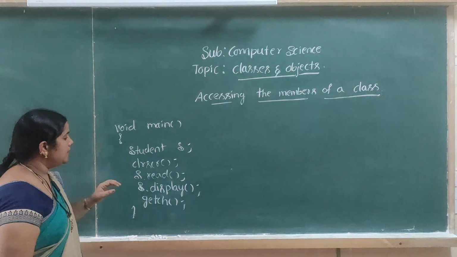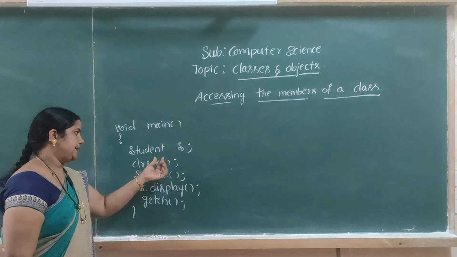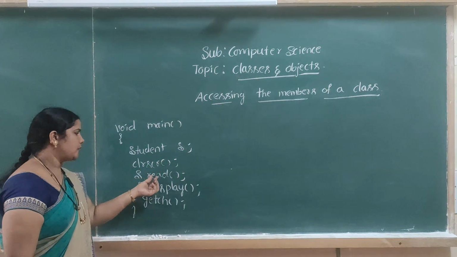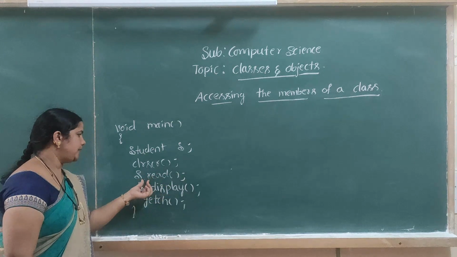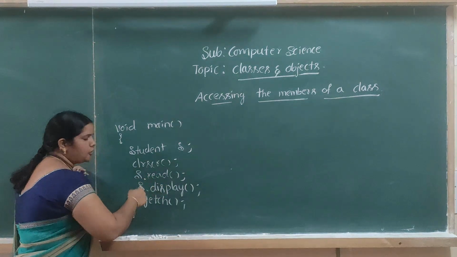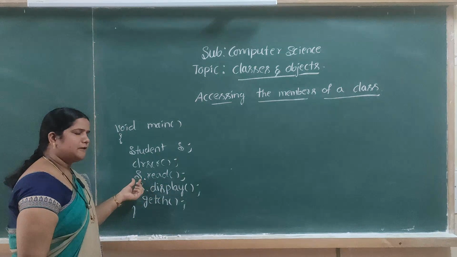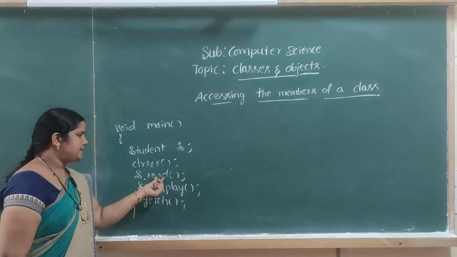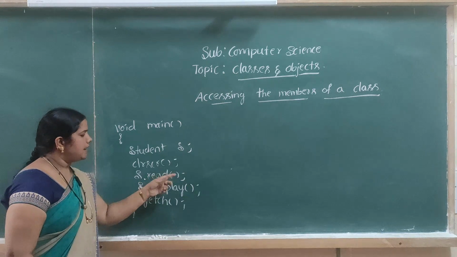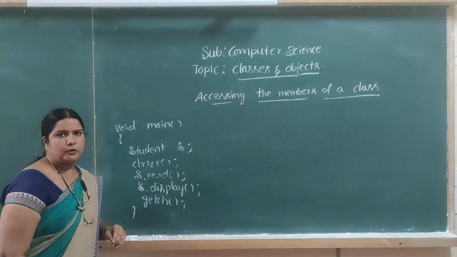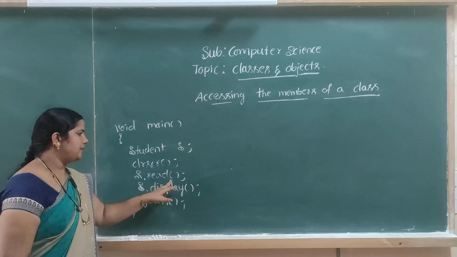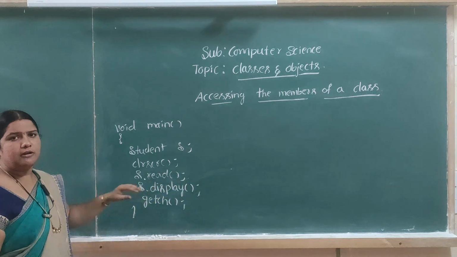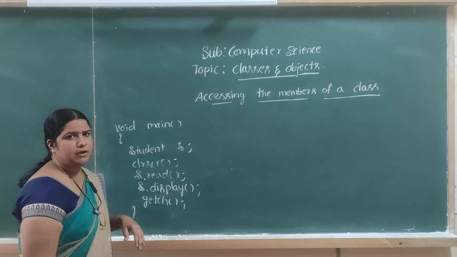In this example, we create an object S. We access the member function using an operator, the dot operator. S is the object name, followed by the dot operator, followed by the member function name. It may contain an argument list. This is the general format for accessing a member of a class.